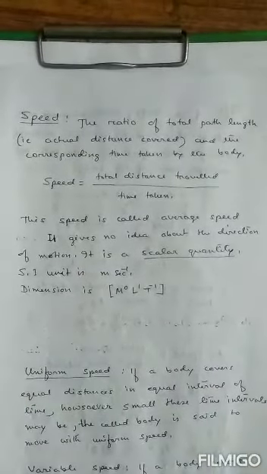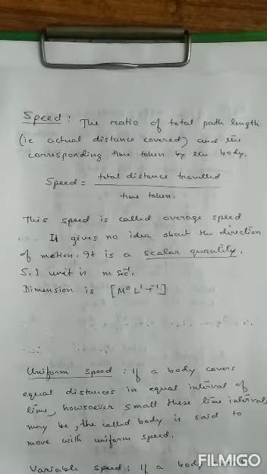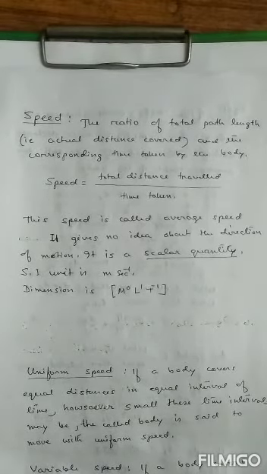Hello student, today we are going to discuss the speed of a moving body. When a body moves, it covers a certain distance. Therefore, the ratio of the total distance travelled by the body to the time taken is called the speed of the body.